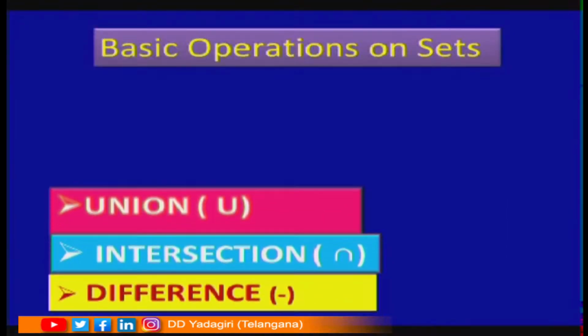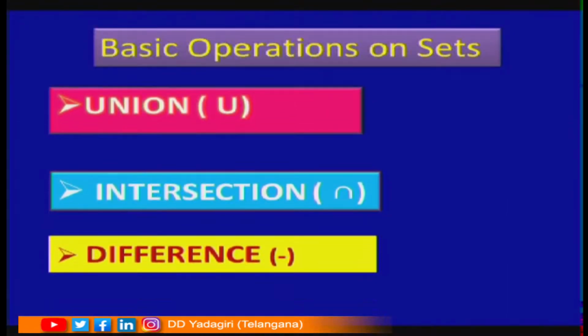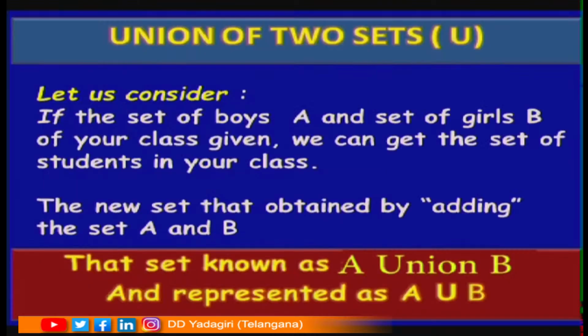Now, let us see what are the basic operations. Union, intersection, difference. Now, what do you mean by union of two sets? Let us consider, let the boys be a set A and girls be a set B. We can get the set of students in your class. If you combine them, what happens? The new set that is obtained by adding the sets A and B is known as A union B and represented as A union B.